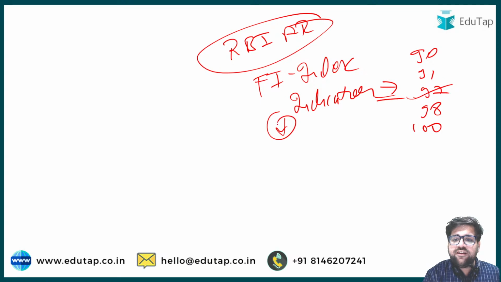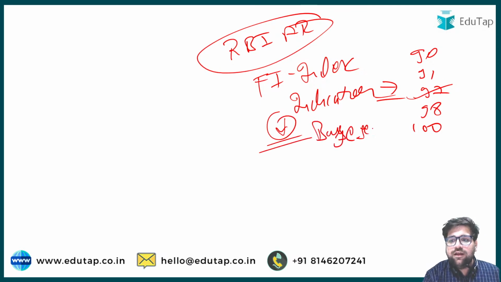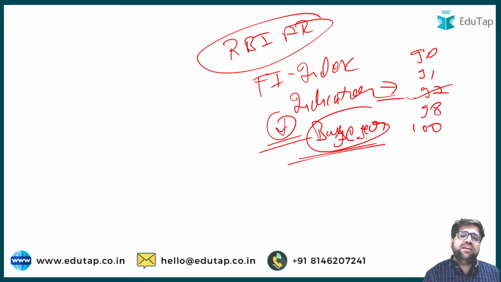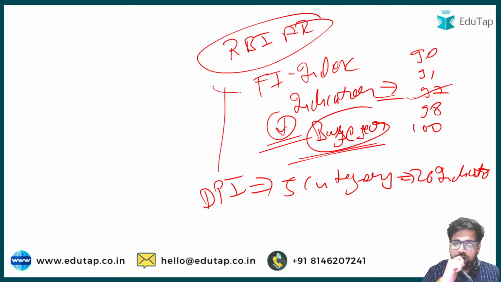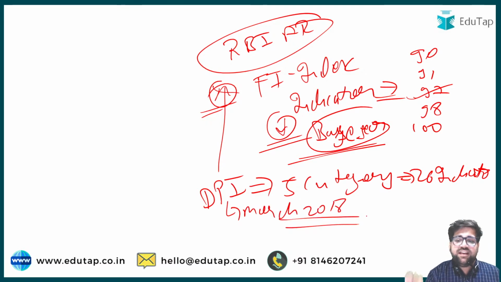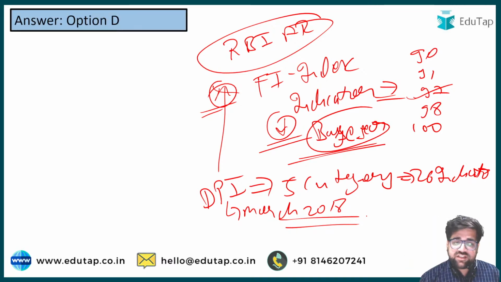And also, my dear friends, please note this particular point, that there is no base year in the financial inclusion index, but there is also a digital payment index, wherein there are 5 categories and 26 indicators. If you want to read more, you will have to read the RBI annual report. Under DPI, the base year is March 2018.